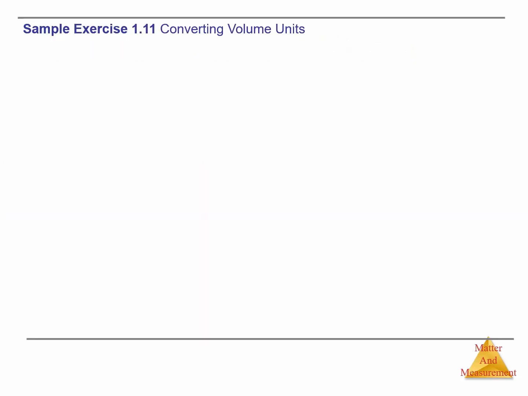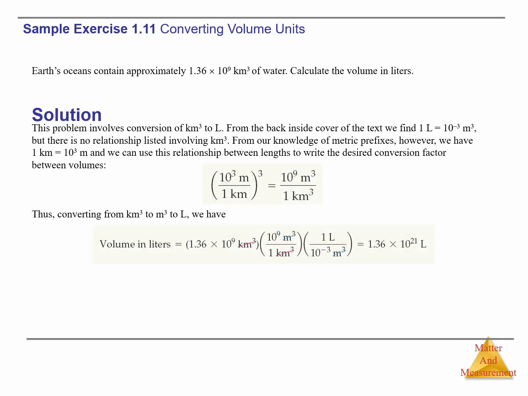Okay, let's look at some examples here. Converting volume units. Earth's ocean contains approximately 1.36 times 10 to the 9 cubic kilometer of water. Calculate the volume in liters. So this is the solution.